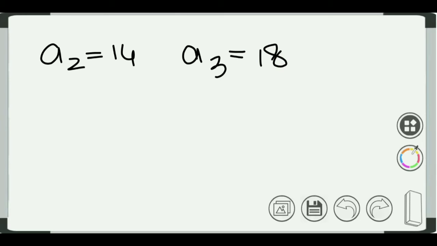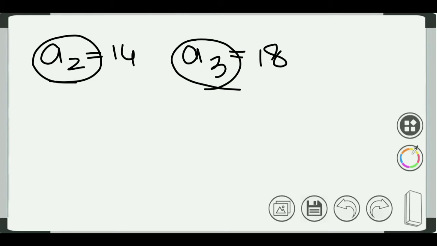Write the given values. They have given second term and third term. So second term is equal to 14. That means A2 is equal to 14. Third term is given as, that is A3 is given as 18. Okay. Now you can find the common difference. How to find the common difference? See, you have second term, you have third term. What will be the common difference? Third term minus second term, right?